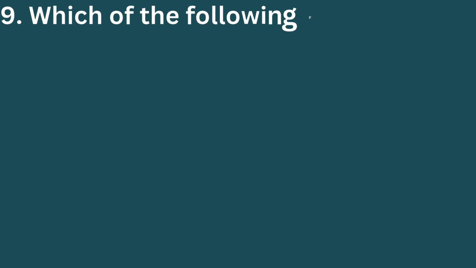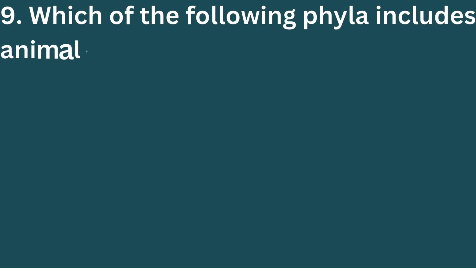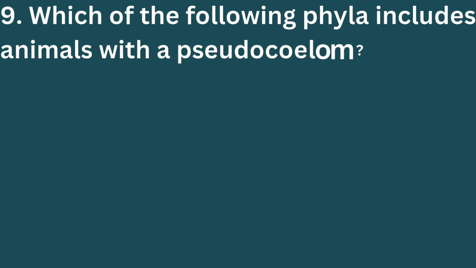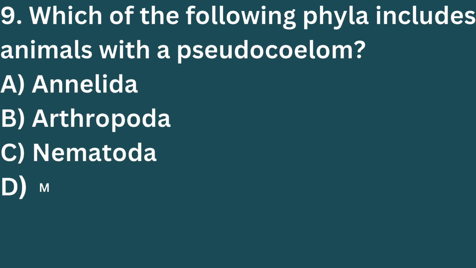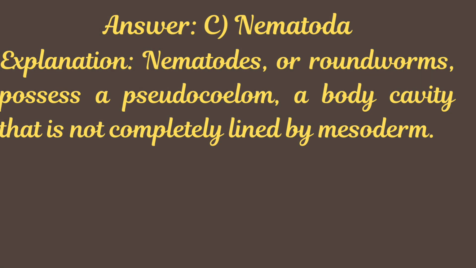9. Which of the following phyla includes animals with a pseudocoelom? A. Annelida. B. Arthropoda. C. Nematoda. D. Mollusca. Answer: C. Nematoda. Explanation: Nematodes, or roundworms, possess a pseudocoelom, a body cavity that is not completely lined by mesoderm.